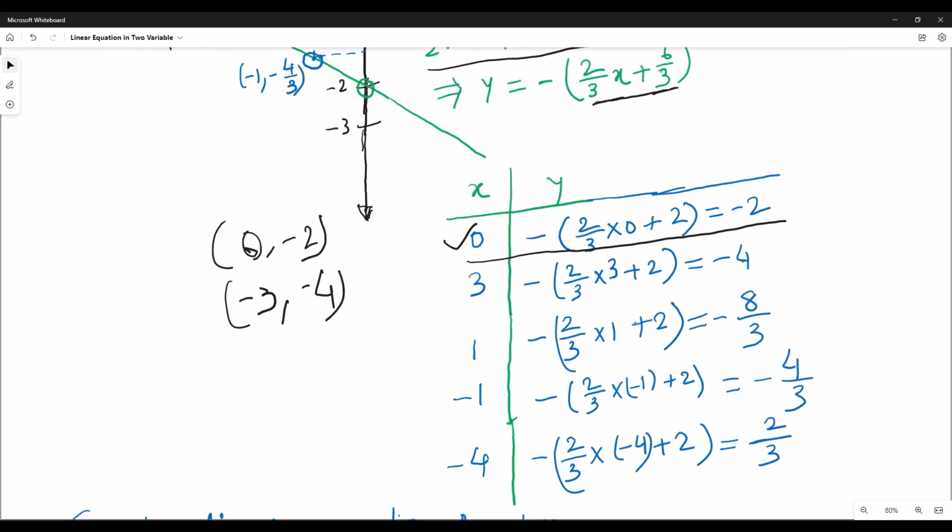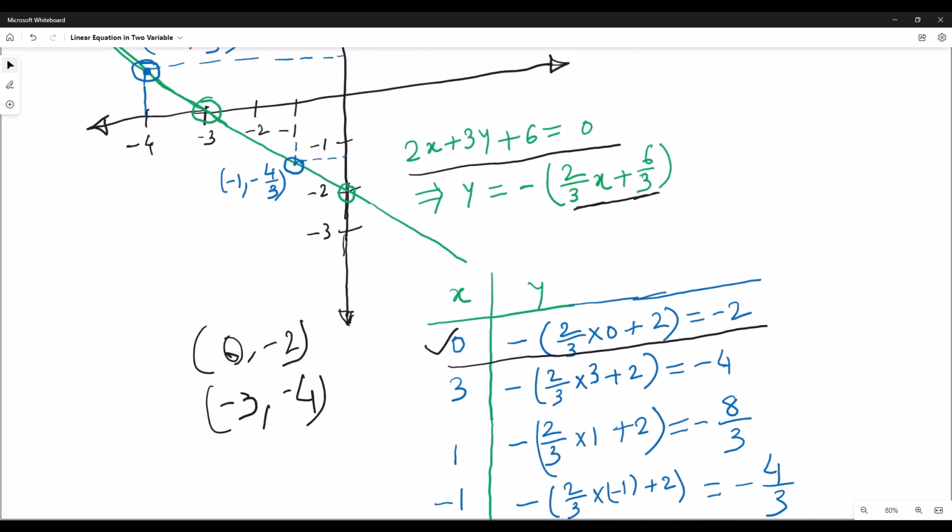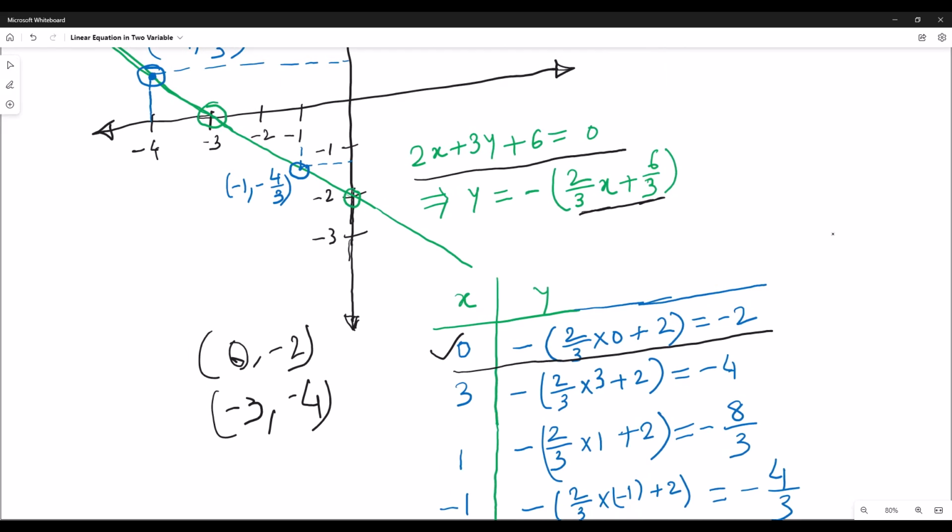Likewise, for x equals 1 and y equals minus 8 by 3, the expression is 0. So what I am doing is y equals minus 2 by 3 x plus 6 by 3. I have written this equation in another form, and that is this. That you can easily find out.